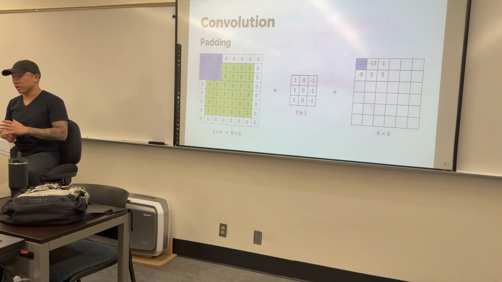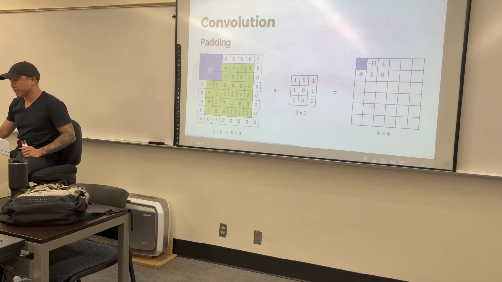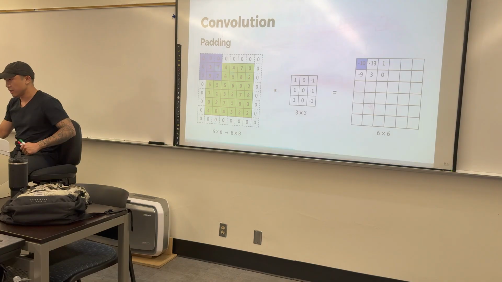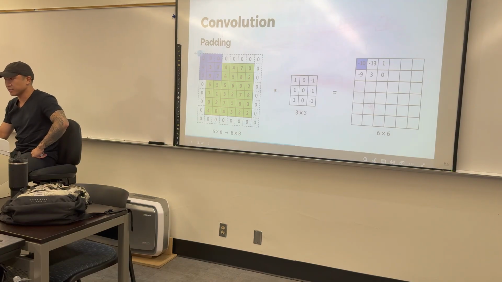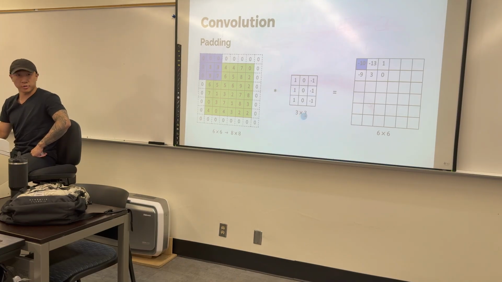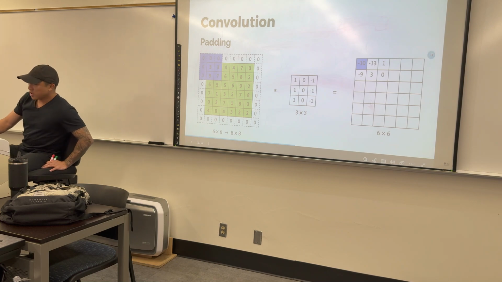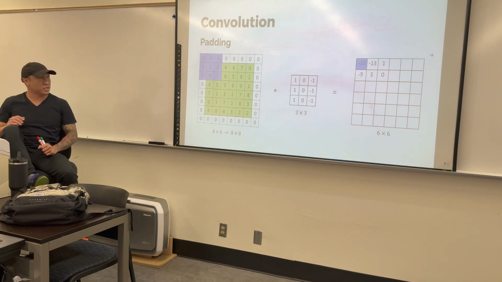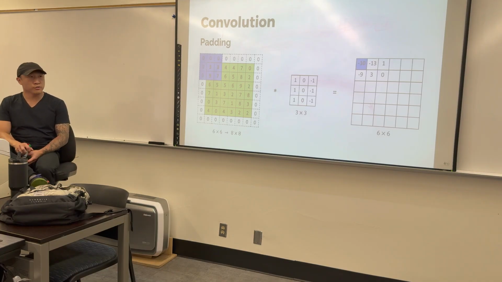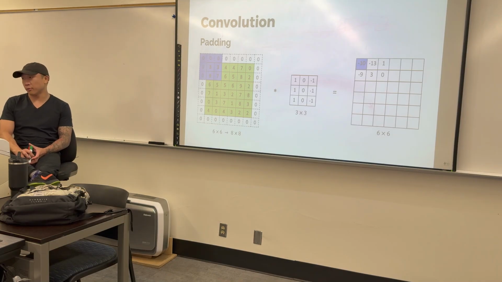Another thing about padding that's really important is that, as you can see, we originally have a 6 by 6. Now we have an 8 by 8. Once we run a filter through it, in this example a 3 by 3 filter, the output shape is going to be the same as the input shape, which is really important. In a lot of advanced CNN models, a lot of it requires the same output shape. So padding is the way to do it.